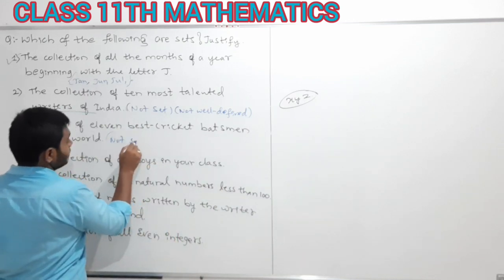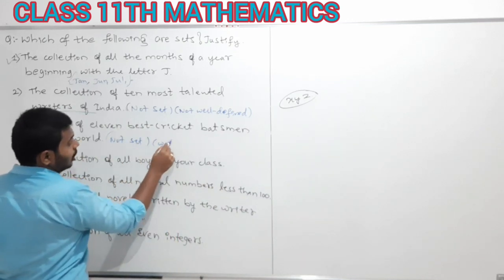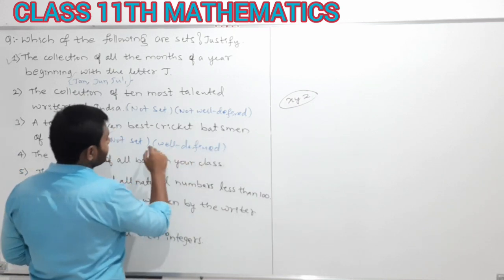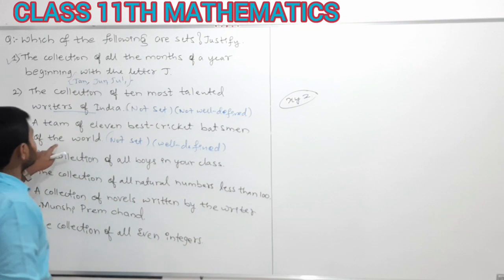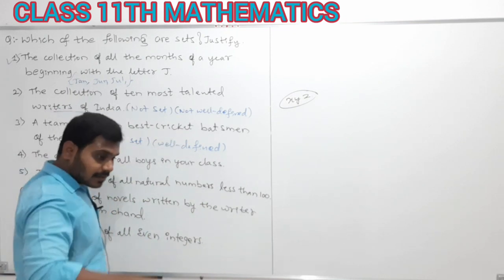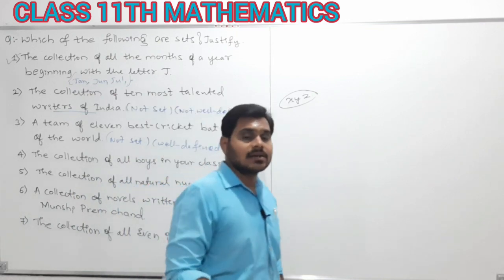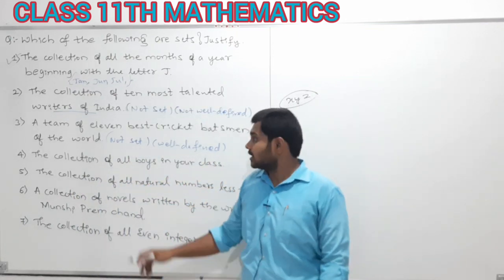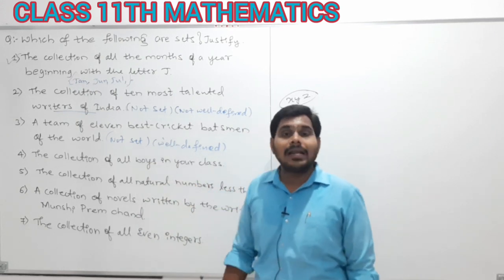It is not a set because it is not well defined. Because, my dear students, it varies from person to person. A team of 11 best batsmen of the world. If you ask someone, I take different names, you may take different names. So therefore it is not well defined.